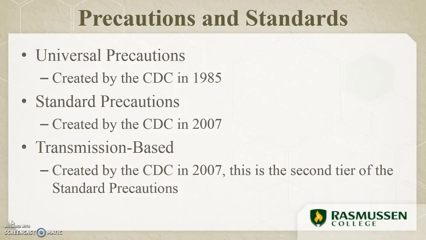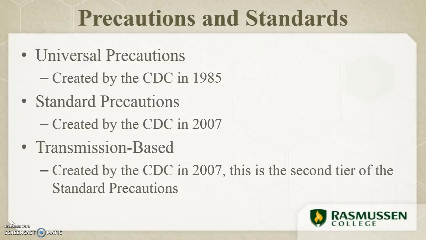The universal precautions were created in 1995 by the CDC, and they were created to protect healthcare employees from patients from either HIV, hepatitis B, or other bloodborne pathogens. The theory behind this is that the precaution is to treat all blood and bodily fluids as though they are contaminated.